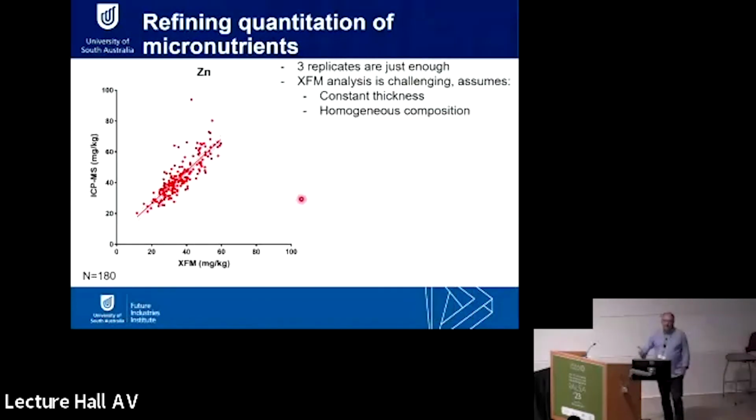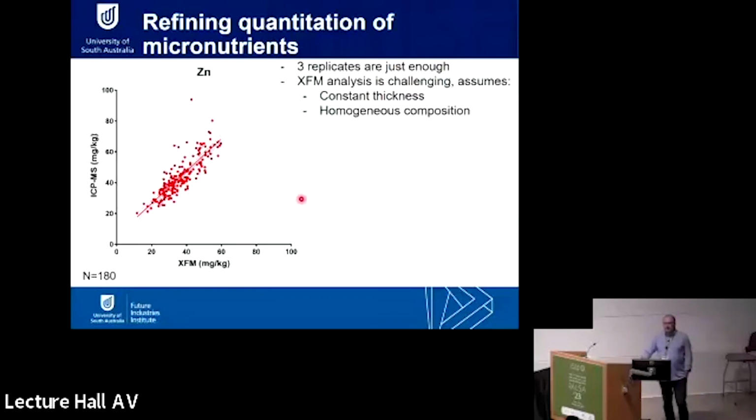But this is also the quantification that we're getting, which is pretty good, I think. That's XFM versus ICP-MS. So we take 180 of those seeds, and we did single seed digestion, and then analysis with the ICP-MS. It's painful, but you need to build up this sort of data sets.